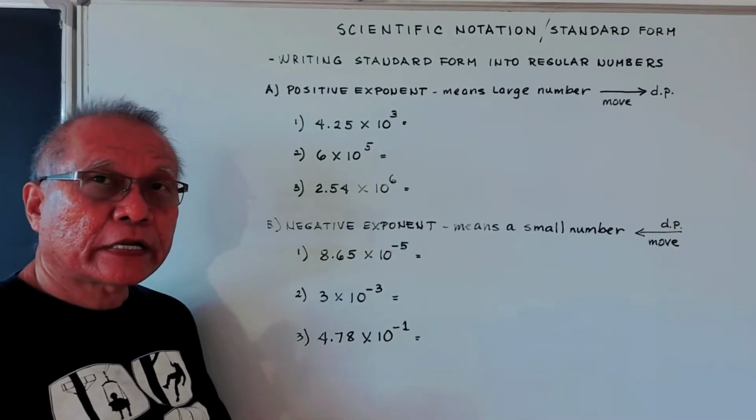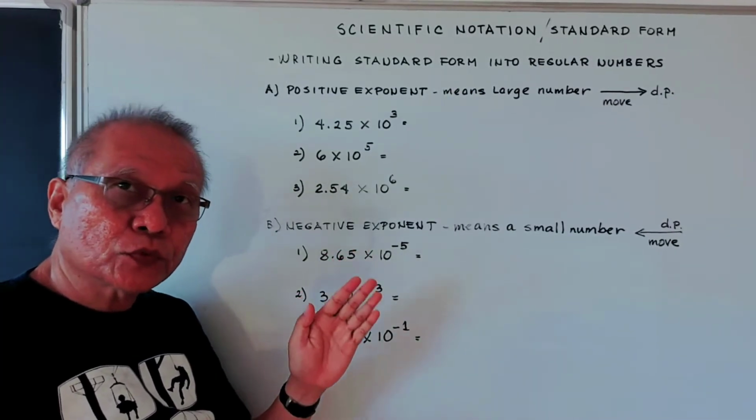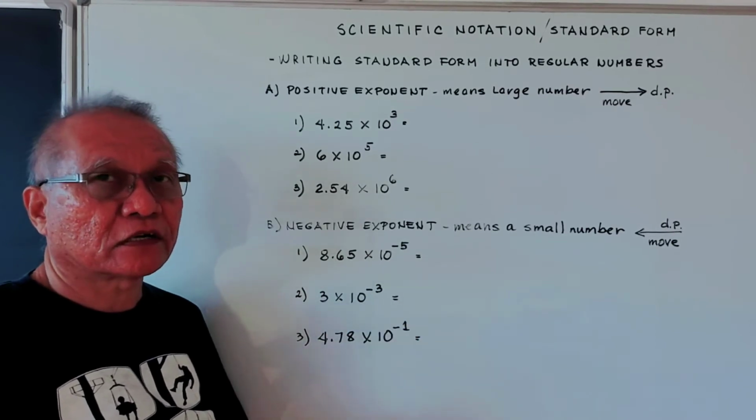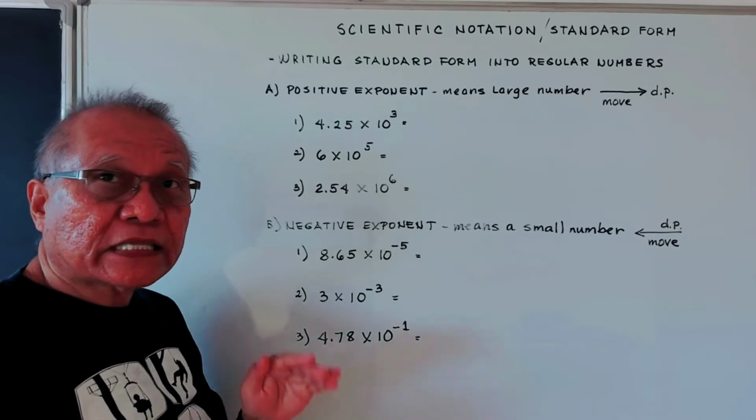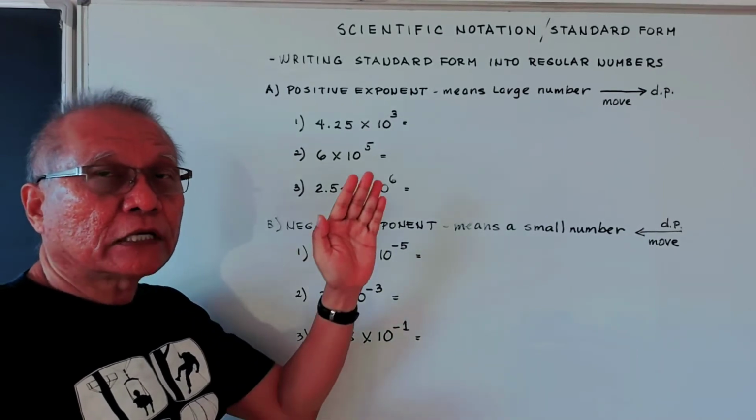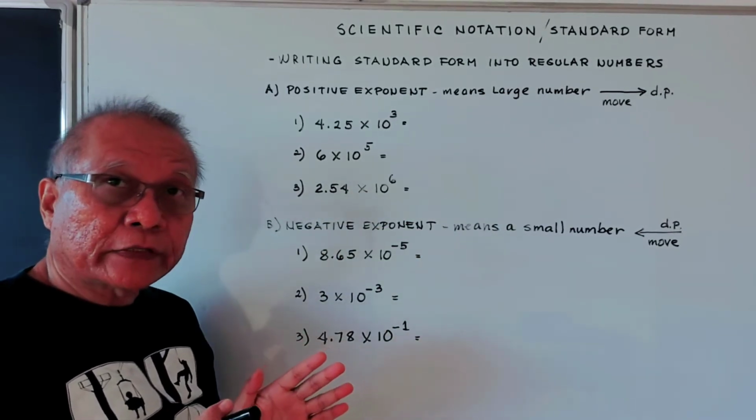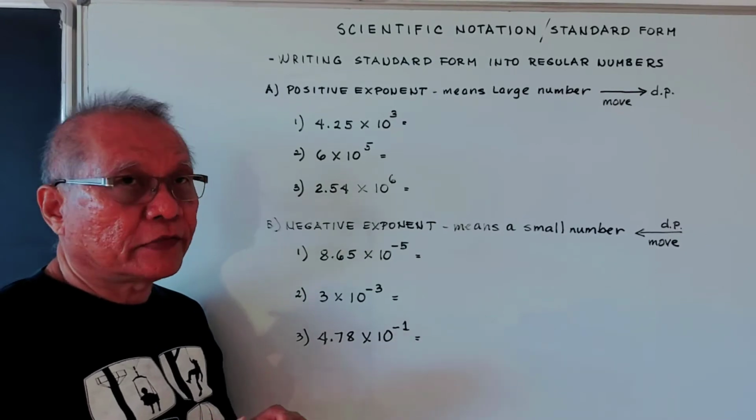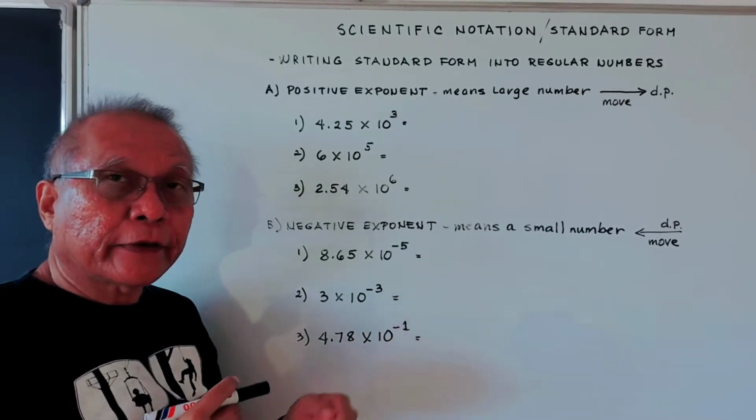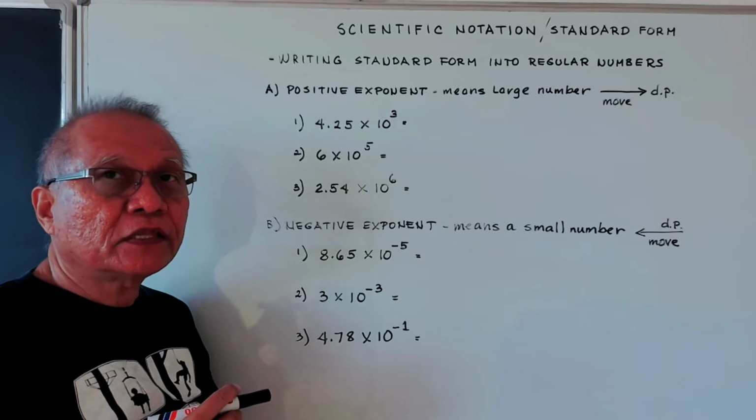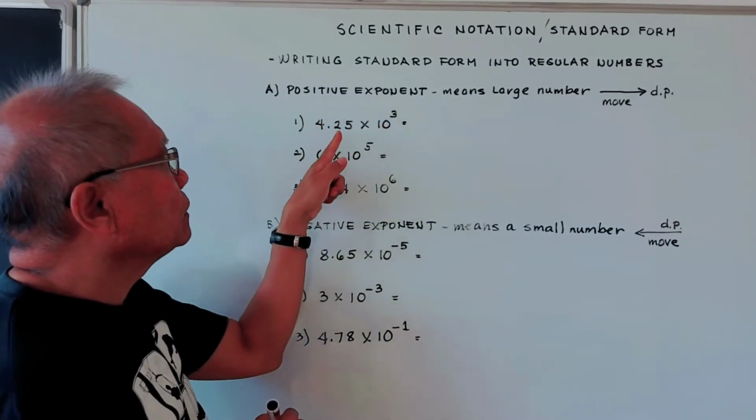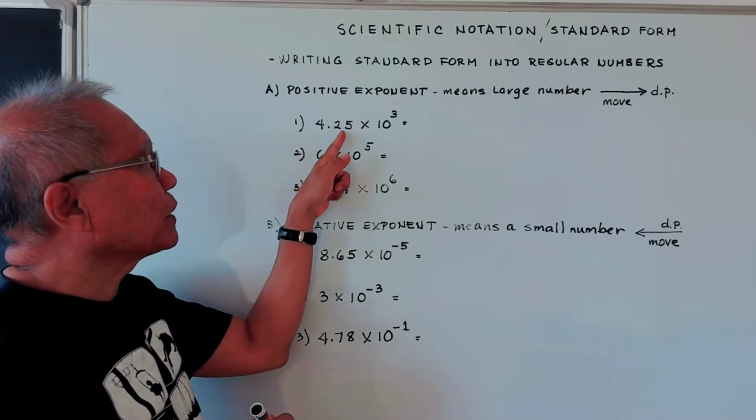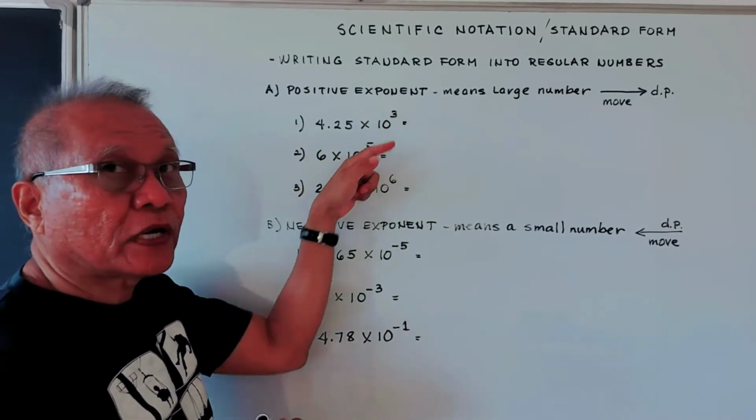Now we know how to write regular numbers into scientific notation or standard form. This time, class, we are going to write standard form into regular numbers. We know that if the exponent is positive, then it is a large number. If the exponent is negative, then we have a small number. We have positive exponent here.